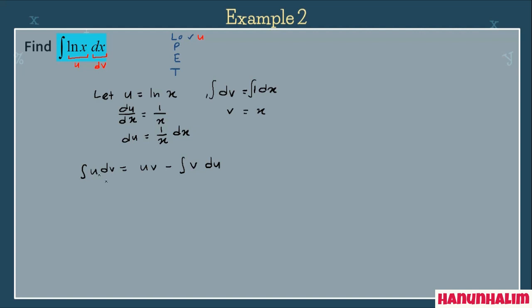So integral u dv, our question lah. Okay, integral ln x dx equal to u. U kita ln x. So ln x, v equal to x, substitute x, minus integral v again x, and du is 1 over x dx. Substitute 1 over x dx. Okay, now kita boleh proceed.